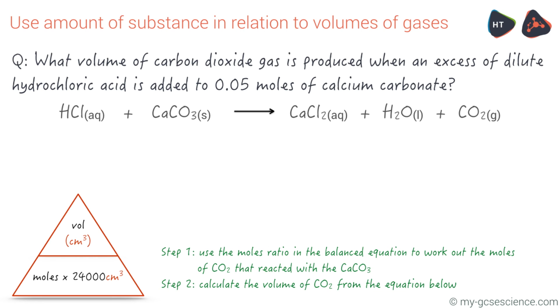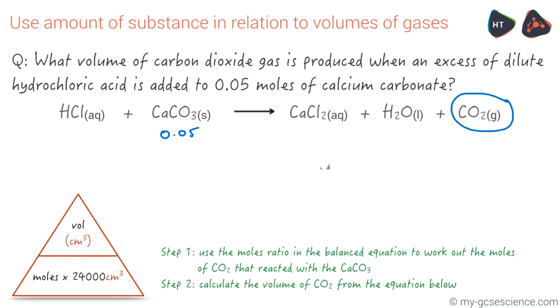This question makes the calculation a little bit harder, and it's starting to lead towards that idea of reacting masses that we had before, where we have to look at a balanced equation and figure out how much of one thing we have based on some information about another thing. So in this case, the question is asking us what volume of carbon dioxide gas is produced when an excess of hydrochloric acid is added to 0.05 moles of calcium carbonate.